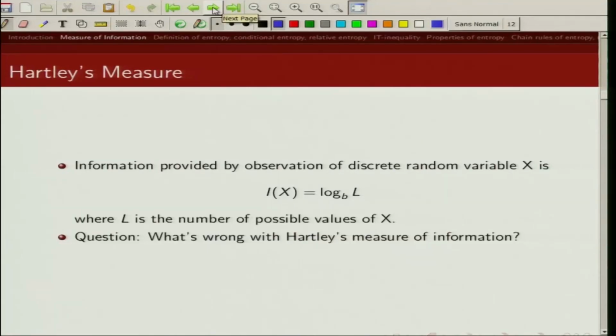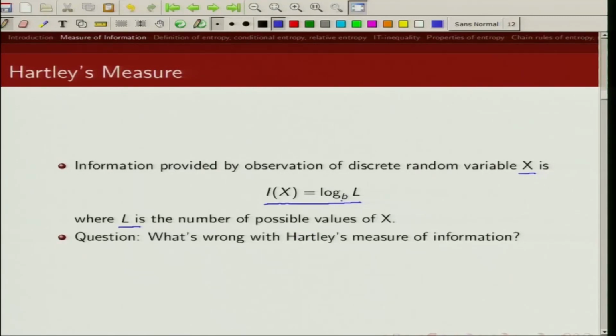So Hartley said that if you have a random variable x, and let's say x takes L different values, then Hartley defined the measure of information as log of L. The base B determines the units of information. If B is 2, we define information in terms of bits. If it is the natural log, we define it in terms of nats.